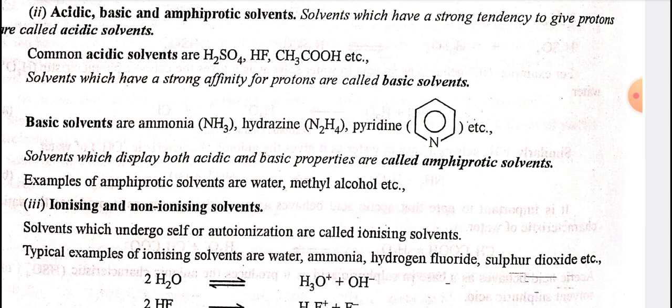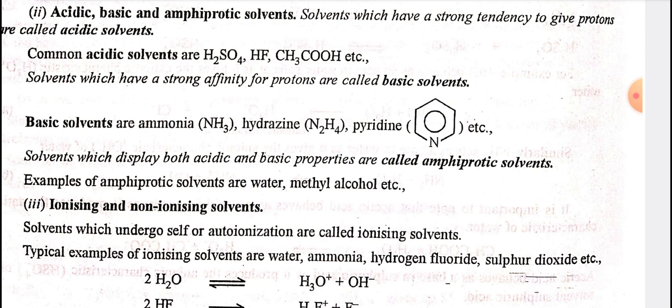Common acidic solvents are H2SO4, HF, acetic acid. Solvents which have a strong affinity for protons are called basic solvents. Basic solvents are like ammonia, hydrazine, pyridine. Solvents which can display both acidic and basic properties are called amphiprotic solvents. Examples of amphiprotic solvents are water and methyl alcohol.